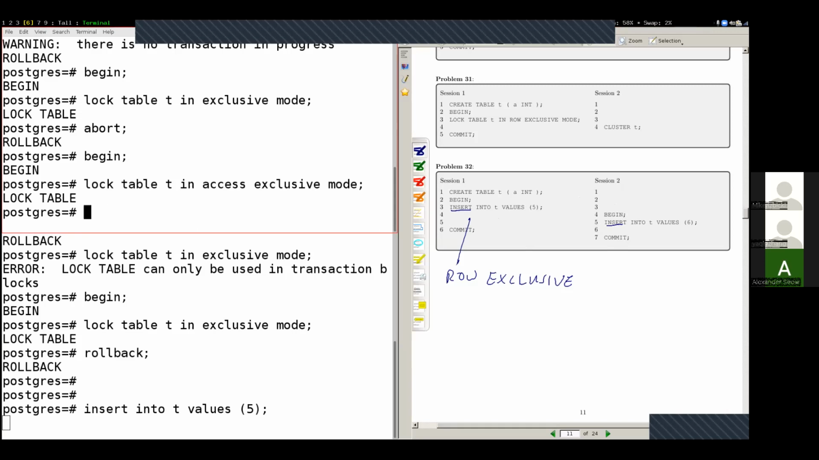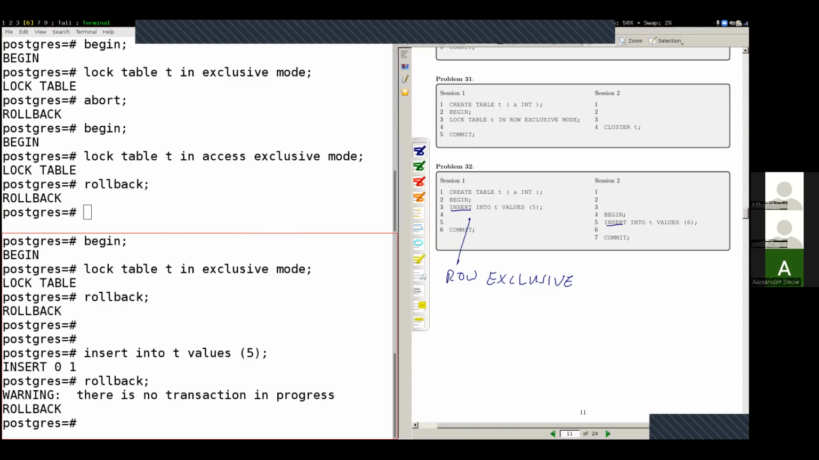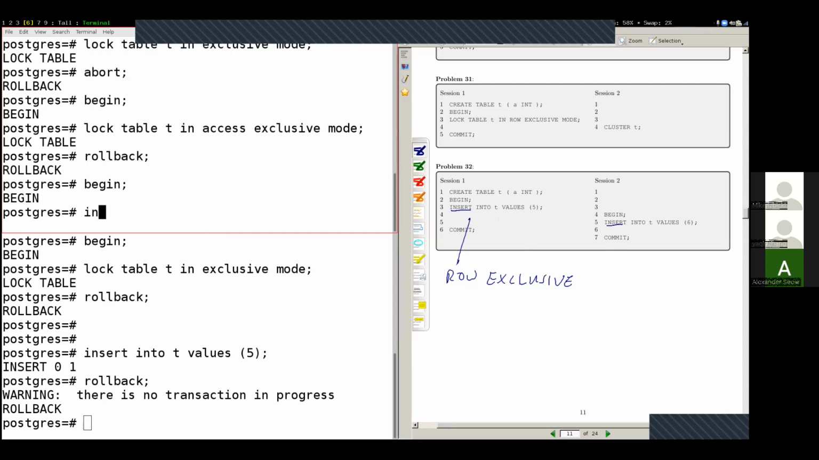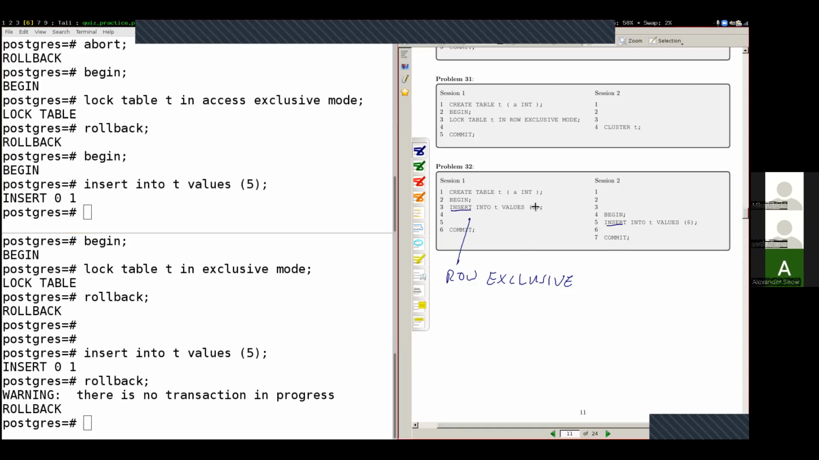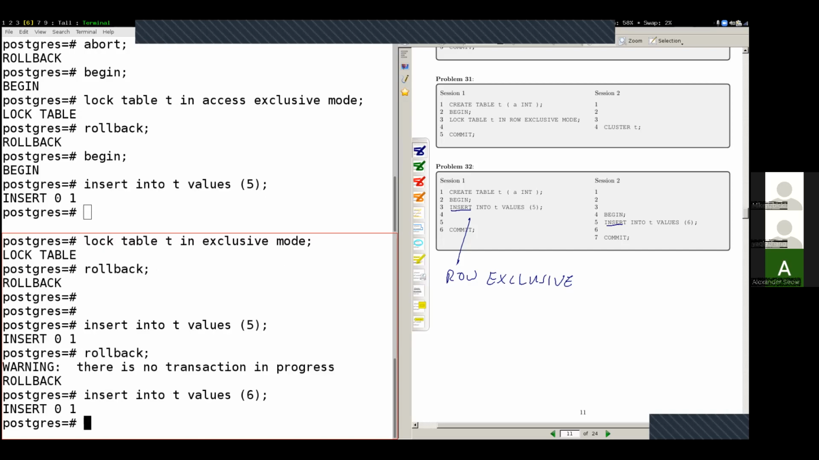Let's go ahead and test that out. Let's make sure I'm not in a transaction, roll back, okay. And then we'll begin, insert into T values 5 on the left-hand side. Just run line 3 over here. This did acquire a row exclusive lock. Now on line 5 on the right-hand side, insert into T values 6. This is also going to acquire a row exclusive lock, and it works just fine because the row exclusive locks do not interact with each other. So it's fine to insert with two commands on this particular table, and they won't block each other.